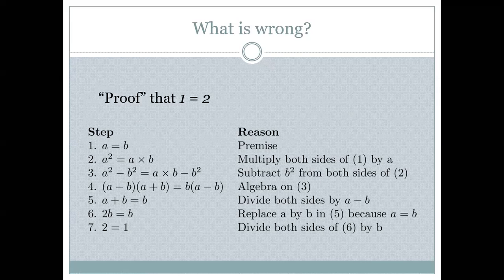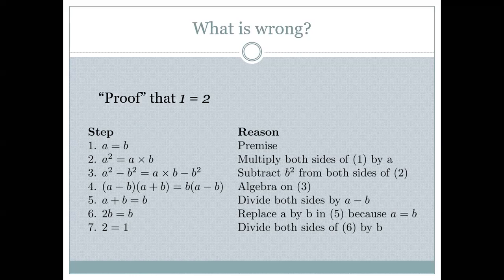Step 4, I just factor both sides. On the right-hand side, I factored out B. On the left-hand side, I did a difference of squares factorization. And this is the part where Connor just said, hey, please don't divide by 0. A minus b, I cancel from both sides. But I can't do that unless I know that thing is not 0. Does that make sense? I can't cancel 0 from both sides. So that's the step where it goes wrong.